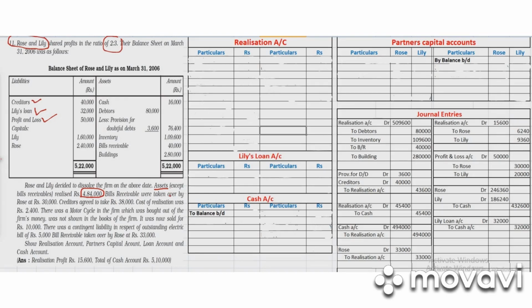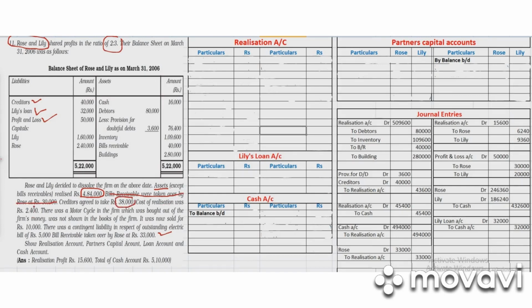There is another piece of information: bills receivable were taken over by Rose at rupees 30,000. The same information is provided here also, with a mistake in the question actually. So we will take this as the correct information and strike off the other. This 30,000 amount we will not consider; we will consider the amount of 33,000. Now creditors are paid 38,000 rupees, it is clearly given.